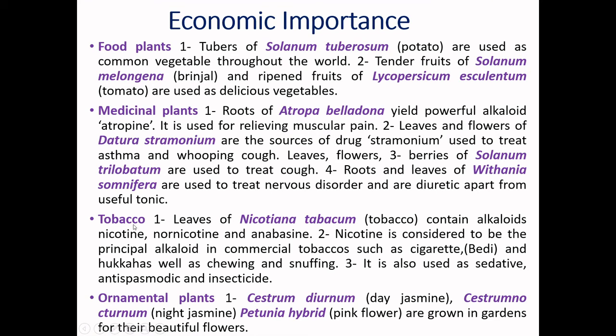Then the third example, tobacco. The scientific name of tobacco is Nicotiana tabacum. The leaves of Nicotiana tabacum contain alkaloids nicotine, nornicotine, and anabasine. Nicotine is considered to be the principal alkaloid in commercial tobaccos, such as cigarettes, preparation of bidi, and hookahs, as well as chewing and snuffing. Everybody knows the importance of tobacco. It is also used as a sedative, antispasmodic, and insecticide.